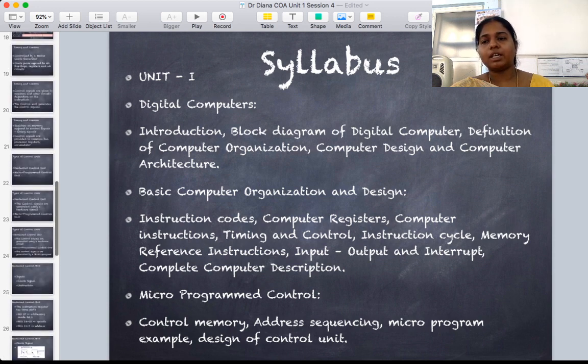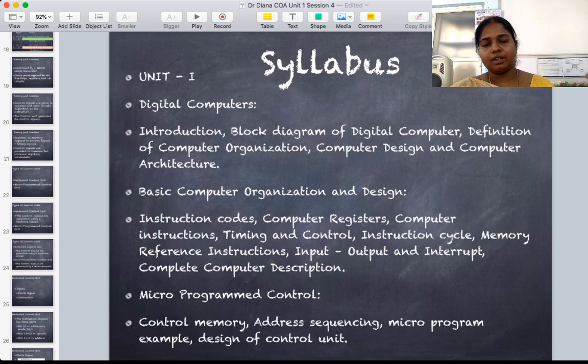And then we will understand how this microprogrammed control can also work.